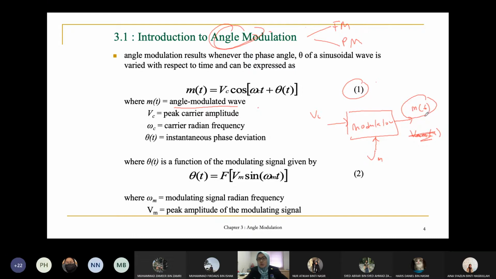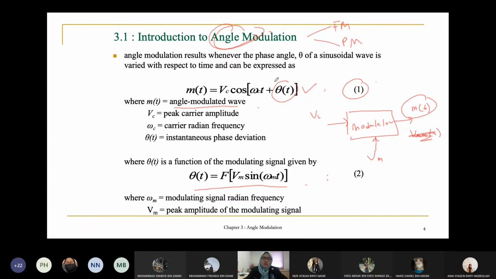The equation for m(t) is Vc cos(omega c t plus theta(t)), where Vc is the carrier amplitude or carrier voltage, omega c is the carrier radian frequency, and theta(t) is the instantaneous phase deviation. This theta(t) is given by equation number 2, theta(t) equals F Vm sin(omega m t).